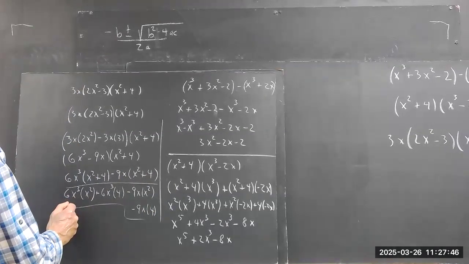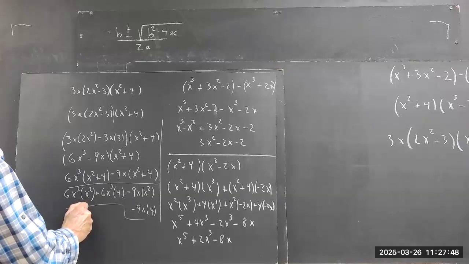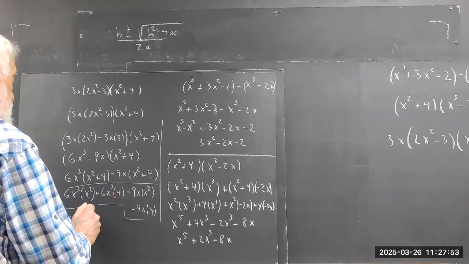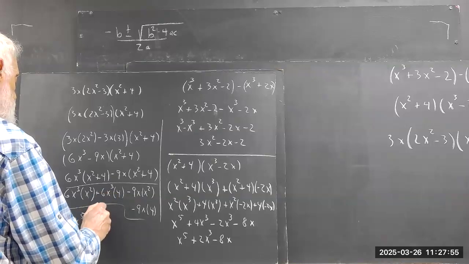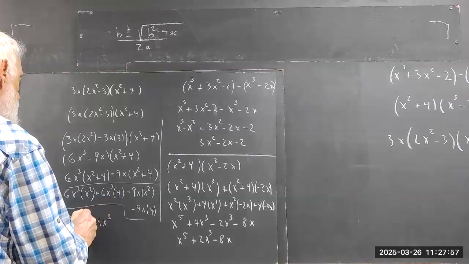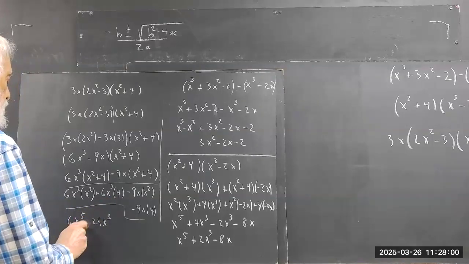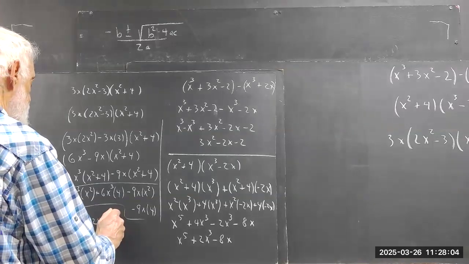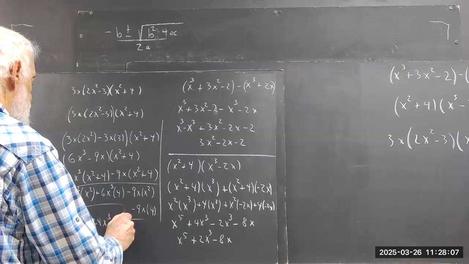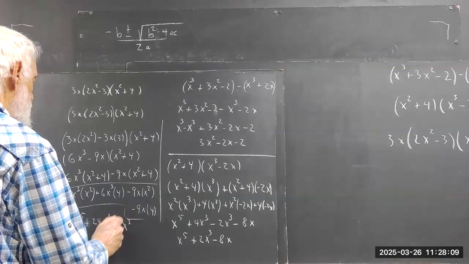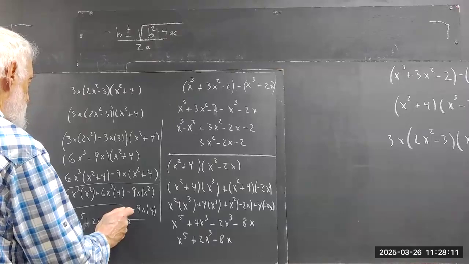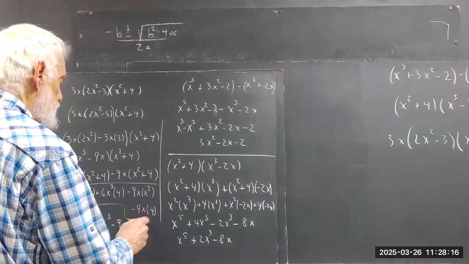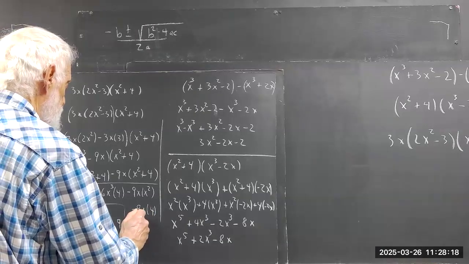Apply this out, we get 6x to the fifth. Here we get 24x cubed. Then we get the negative 9x cubed. Okay, and then minus 9 times 4 is negative 36x.